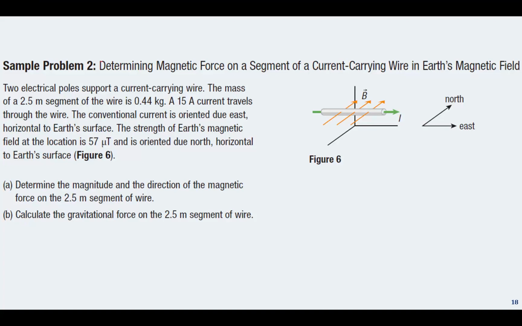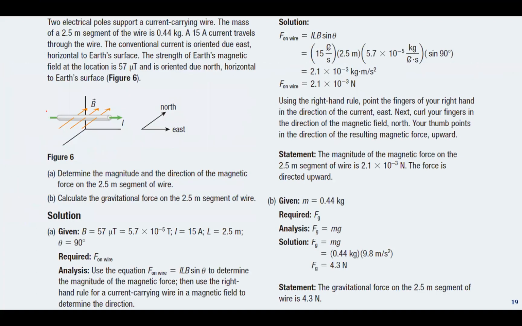Okay, now let's have a look at the solution to this problem. So we are given the following information. The magnitude of the magnetic field is 57 mu T, which is 5.7 times 10 to the negative 5 Tesla. And the current is 15 ampere. And L is 2.5 meters. And theta is 90 degrees, right?